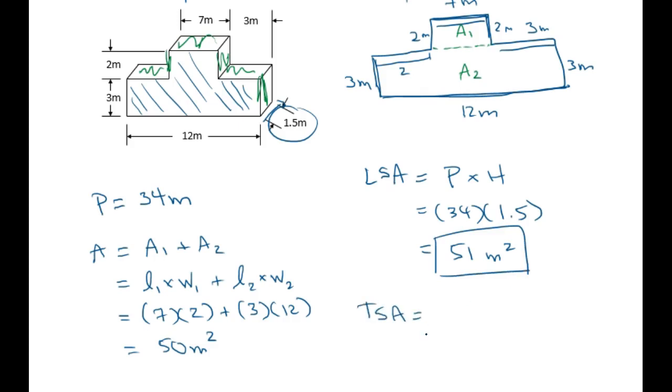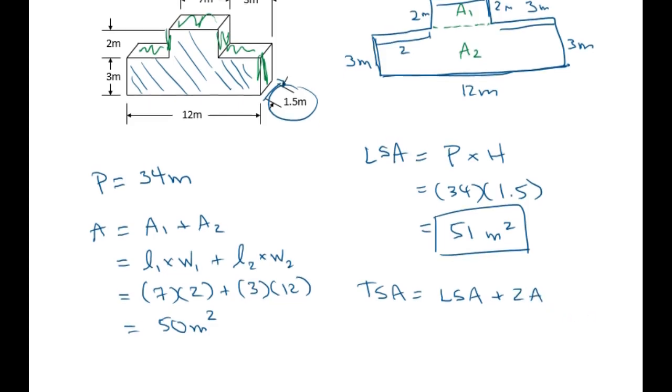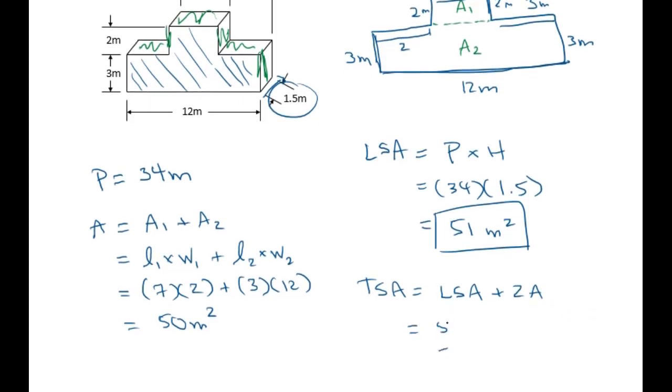TSA, the generalized formula for a total surface area of a prism, is using your LSA and adding your two common base areas. So our LSA is 51 square meters plus 2 times our area, which we found to be 50. So 2 times 50 gives me 100, plus 51 gives me 151 meters squared for our total surface area.